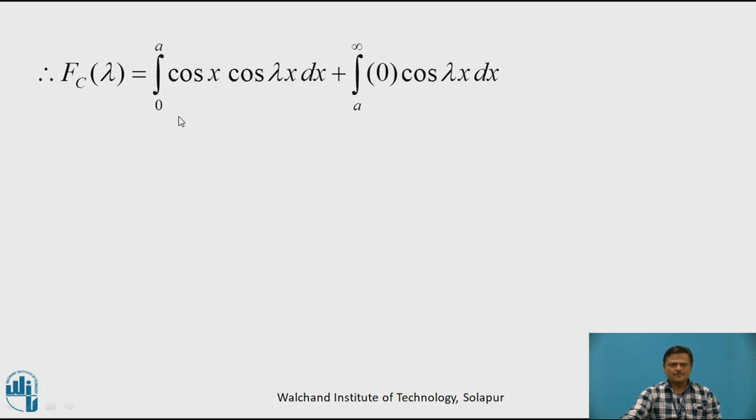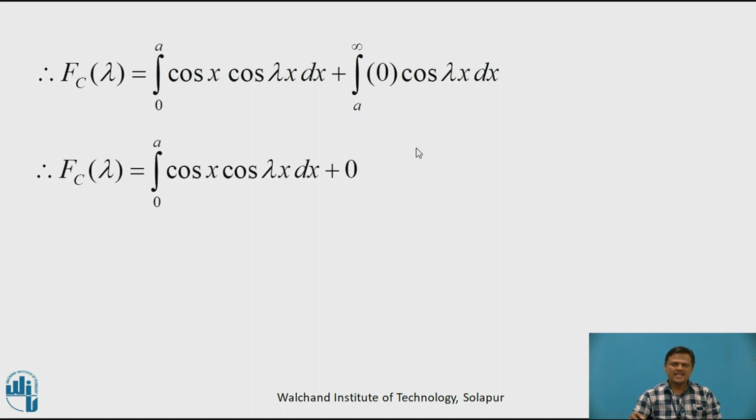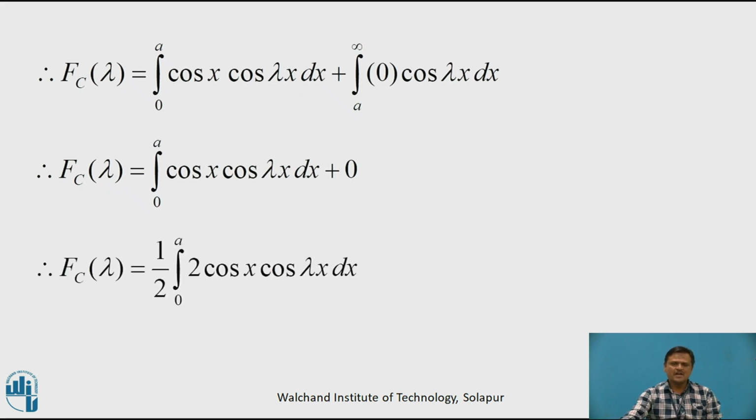fc of lambda is equal to integral from 0 to a, and in this range the value of the function is cos x. So integral from 0 to a cos x cos lambda x dx plus integral from a to infinity 0 into cos lambda x dx, because the value of the function in this range a to infinity is 0. Now simplifying, we get fc of lambda is equal to integral from 0 to a cos x cos lambda x dx plus the value of the second integral, which will be 0. Now a simple adjustment is made in order to evaluate this integral, that is multiplied and divided by 2. fc of lambda is equal to 1 by 2 into integral from 0 to a 2 cos x into cos lambda x dx.